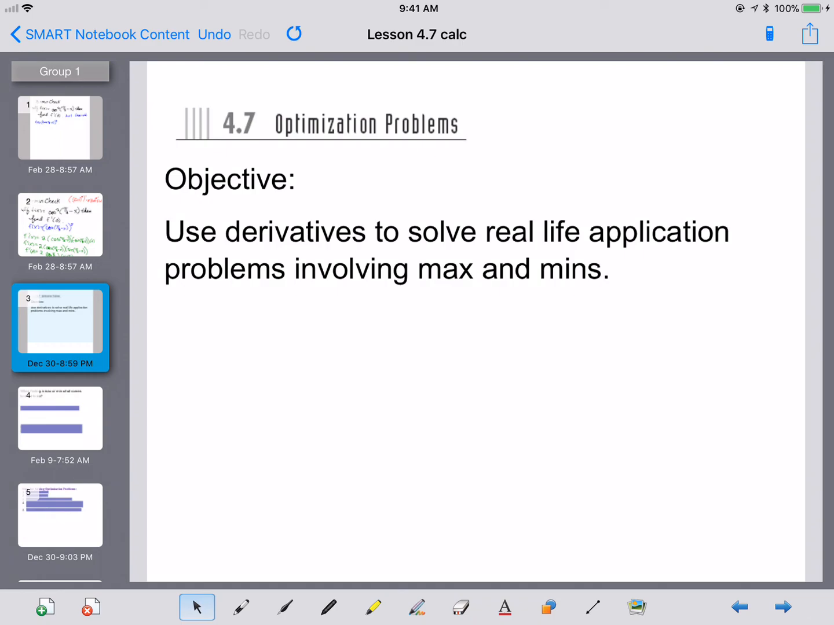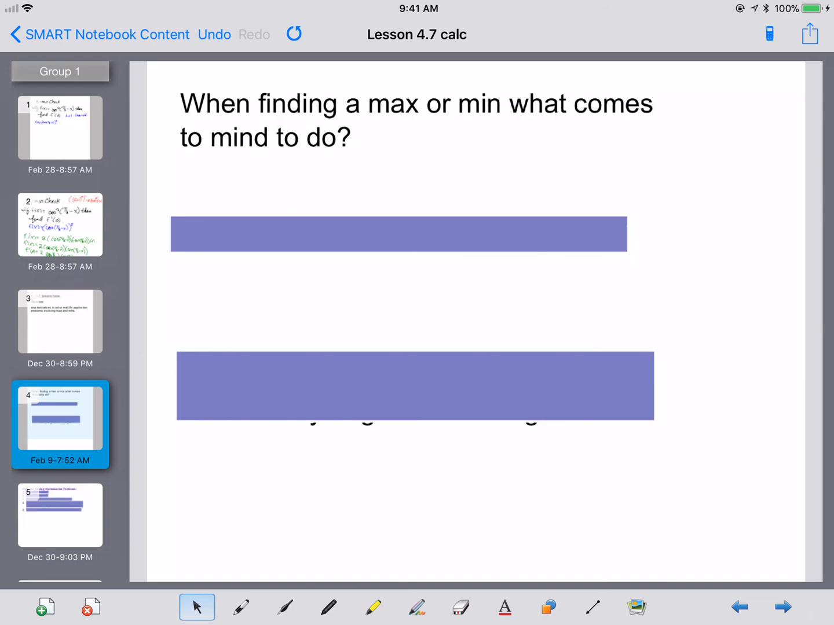So today we're going to talk about optimization. We're looking for maxes and mins in a real life setting. So for once, you're going to see where the derivative has a real life application. So think about in the past when we started finding maximums and minimums.